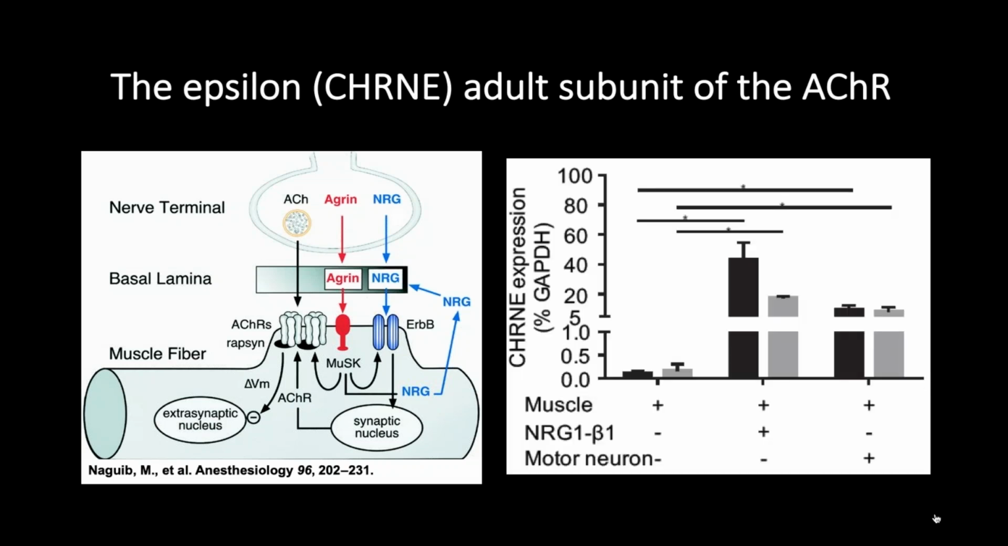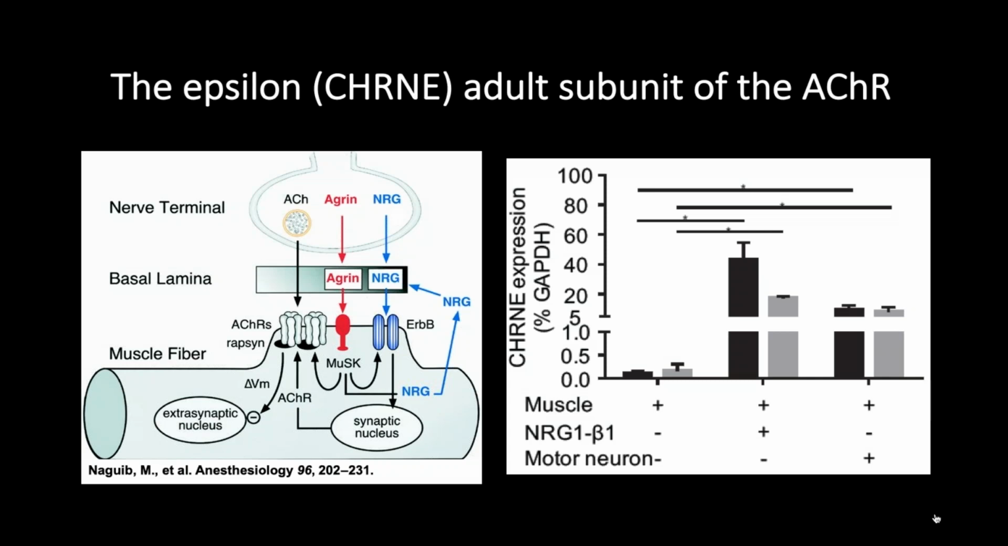And so we performed studies just to look at expression of the epsilon subunit on the y-axis in a number of different conditions. Here, the black bars are 2D cultures of muscle fibers, and the gray bars are 3D cultures of muscle fibers. In the first column, we're looking at just muscle alone, and what you can see is that there's no expression of the epsilon subunit in 2D or 3D muscle cultures.